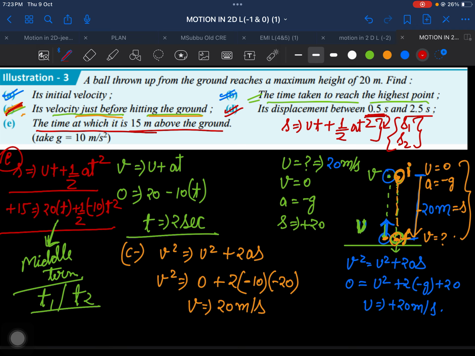It means you will have two solutions, which means this ball will reach this height of 15 meter from the ground at two times. One time when it is going upward and one time when it is going downward. Clear? Two times it will meet. So one time is t1 and one time is t2. That's it. I hope this is very much clear to all of you. So this is the solution of this question that we have done.